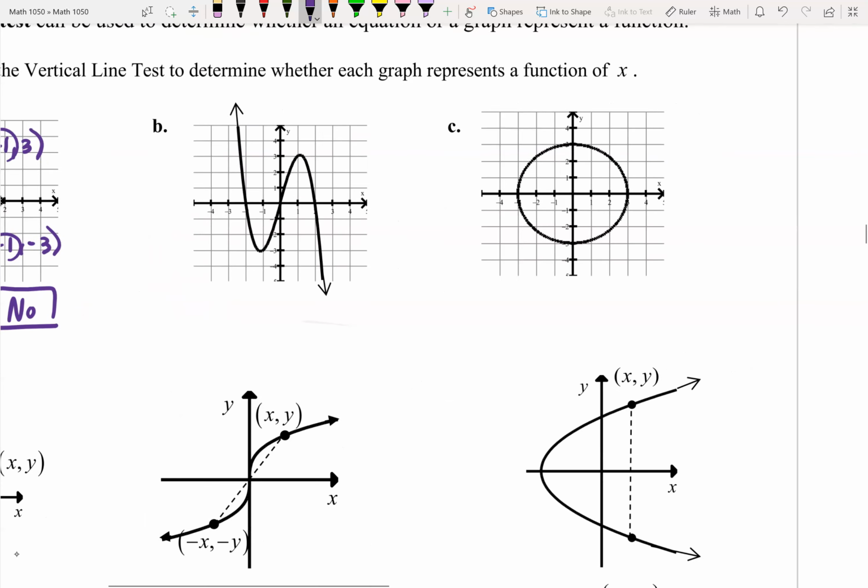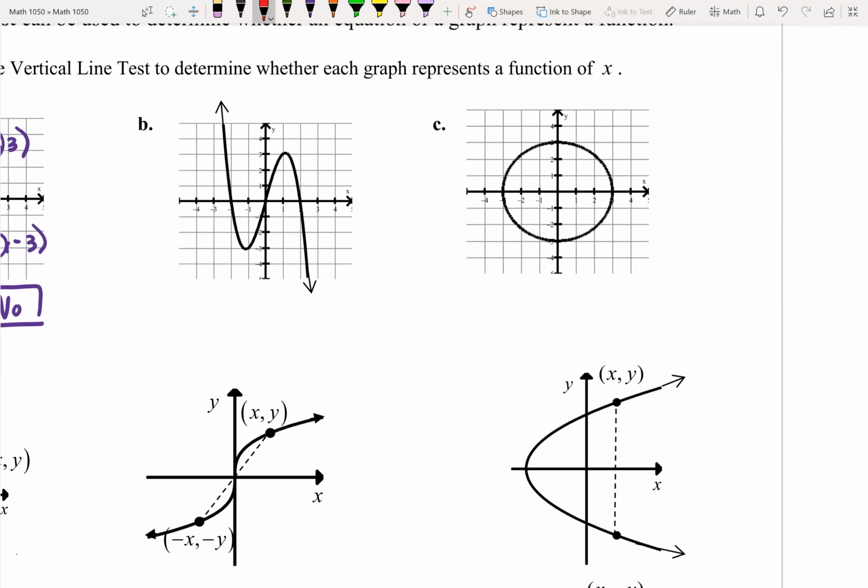Everybody look at question B. Make sure you don't go ahead of me. Draw a vertical line right there, kind of off to the end. That graph is a cubic. Do the ends of the cubics ever go completely vertical? Yes or no? No, there's always a slant to it. So will that red line, even if I moved it further to the right, hit the graph more than once? No. Is it a function? Everybody tell me. Yes, it is.